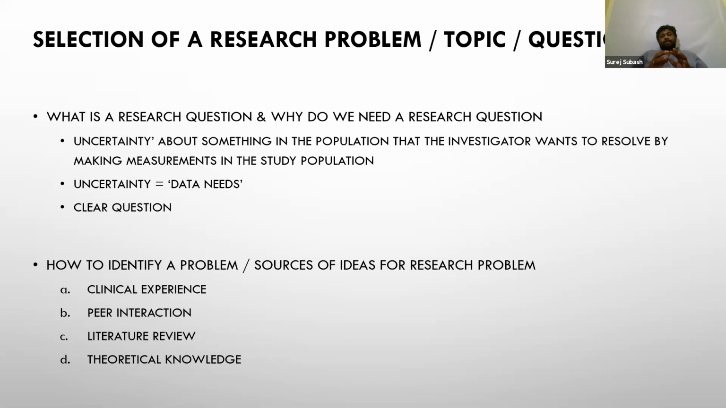Uncertainty is whatever is not clear to us, and once you start collecting information about the uncertainty, that becomes the data, which is why uncertainty is otherwise known as data needs. So you need to ask a question to yourself, or frame a question, in order to facilitate a proper research design. A clear question will help to choose the most optimal design that we need to take, and it will also help to identify who should be included and what changes you're expecting. In research terms, we call them outcomes.